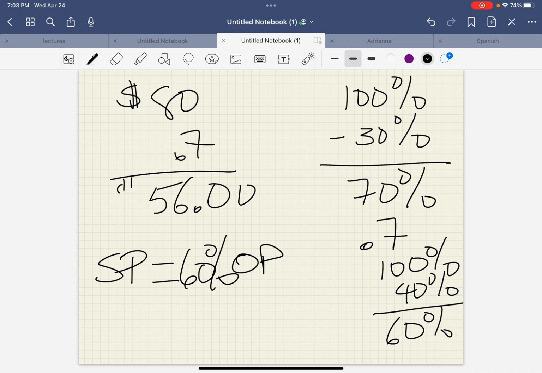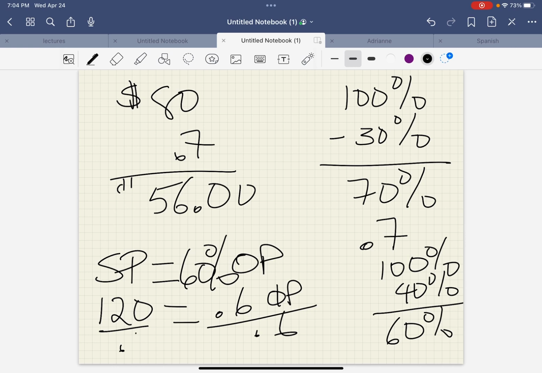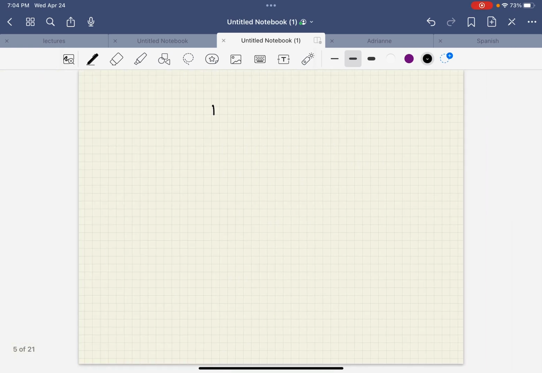So they tell us that the sale price was $120. So substitute $120 for selling price. And this is 0.6 of the original price. So how do we get the original price by itself? Multiply or divide by 0.6, correct? Okay, so 120 divided by 0.6.